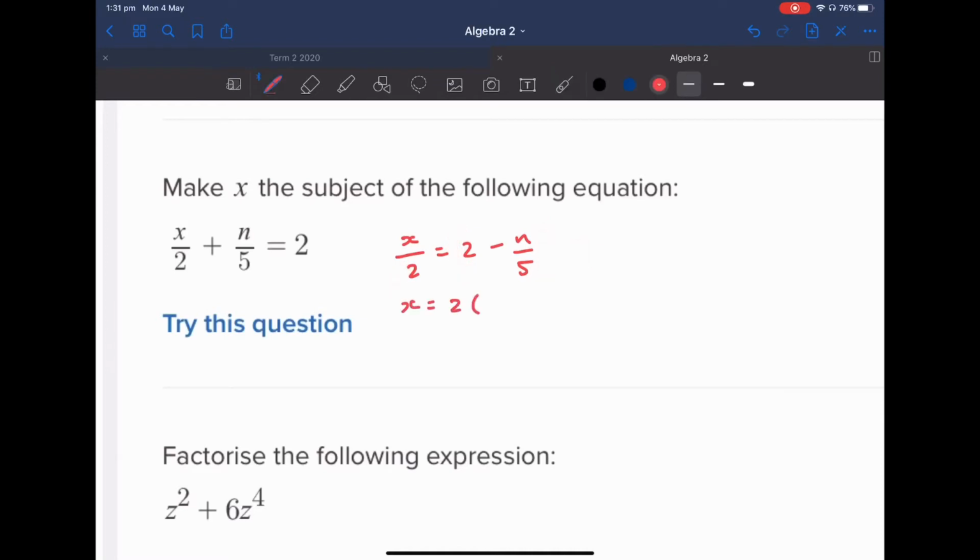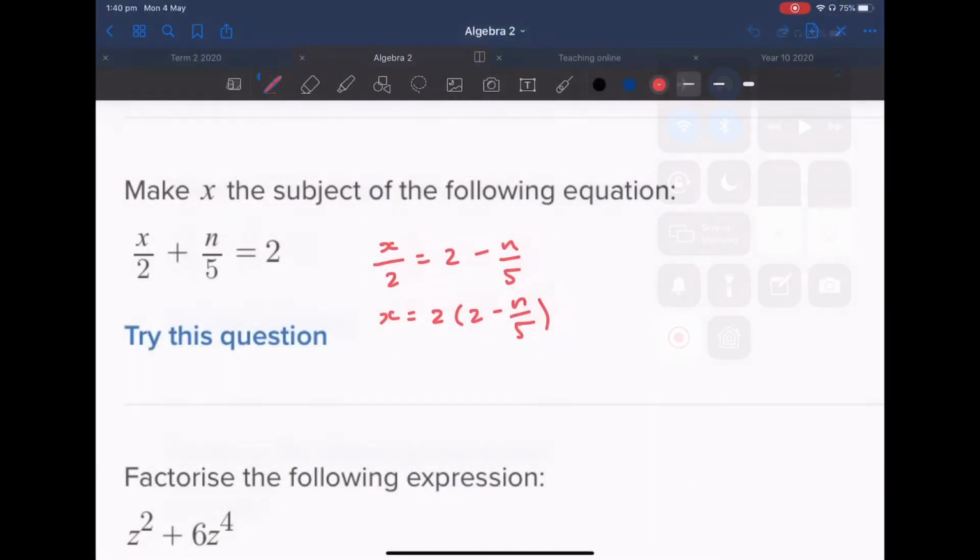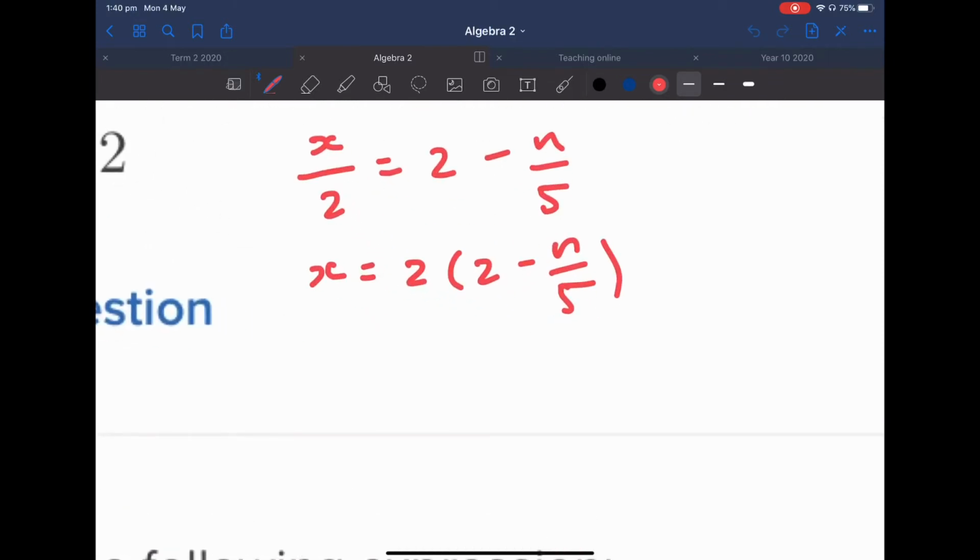Now, if you write that out, hopefully what you should realize is that, sorry guys, we're jumping in a minute later. What you should hopefully realize is that we are expanding these brackets. So we're going to be doing this 2 times 2 and 2 times negative n on 5. 2 times 2 is just 4.